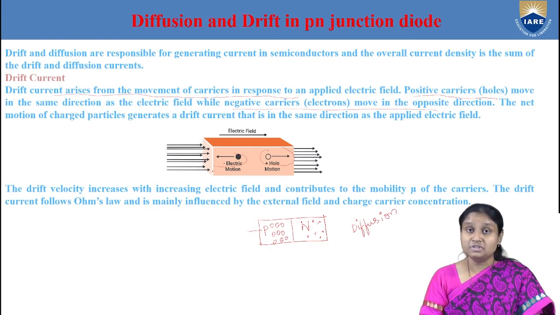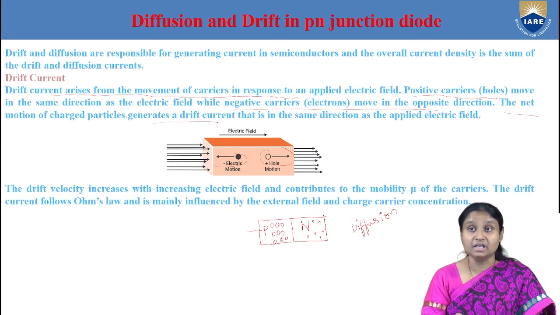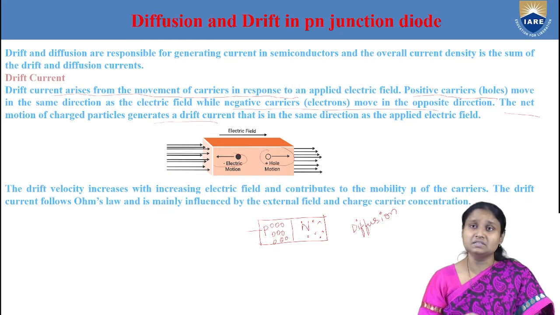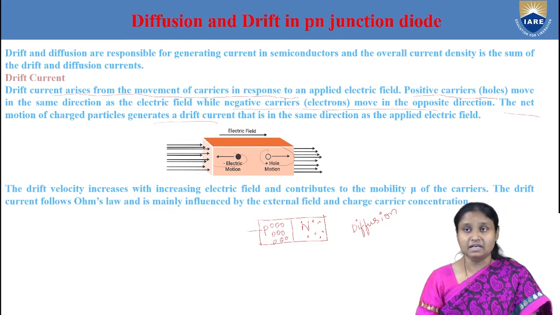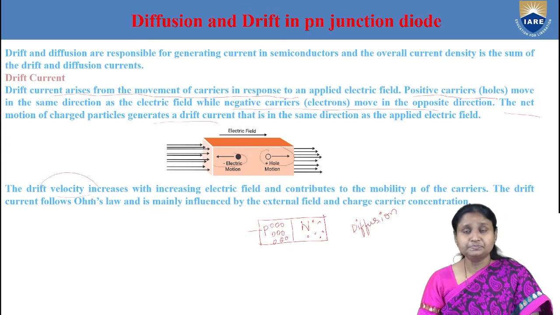And this current, which is produced because of movement of charge carriers under the influence of electric field, is nothing but drifting. Whatever this net motion of charge particles is, it is going to generate drift current, and this drift current direction will be the same as the applied electric field. And here there is one term, drift velocity.